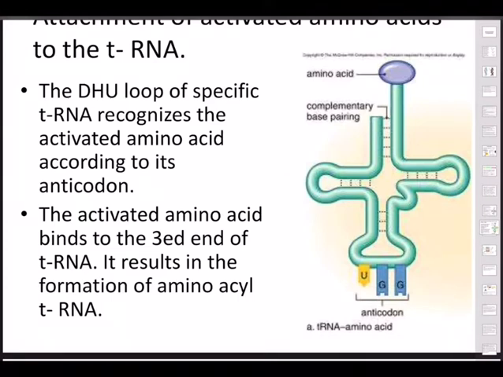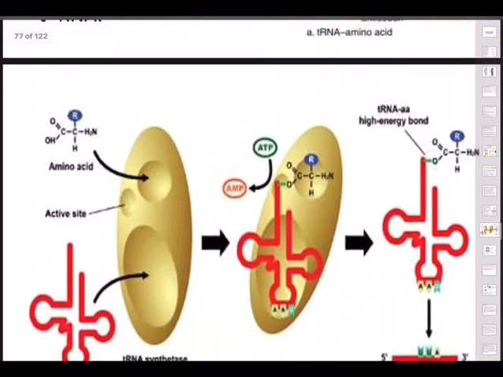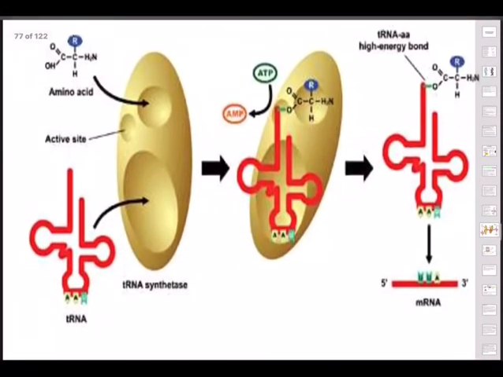So it results in the formation of aminoacyl tRNA. So there is complementary base pairing. Yesterday we said 7 will be there, 7 plus 3, that is complementary base pairing. And down we have got anticodons. And now the ribosomal RNA.